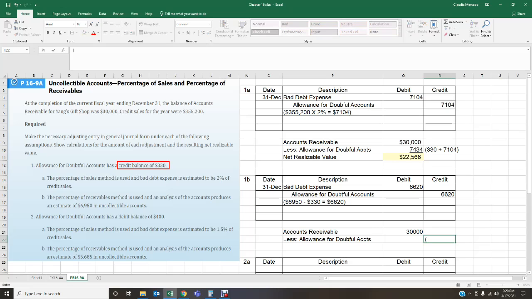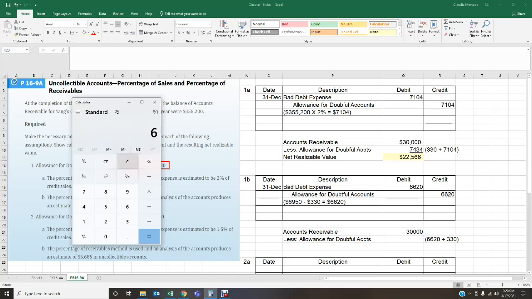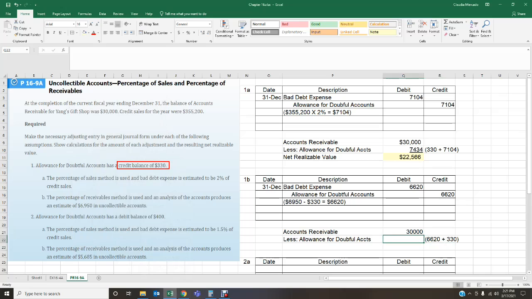We put in $66.20 into the bucket, plus I already had $330 in the bucket. $66.20 plus $330 is going to give me the $69.50 that I needed in there. And then I can figure out my net realizable value. I'm going to get 30,000 minus my 69.50, and that gives me 23,050.